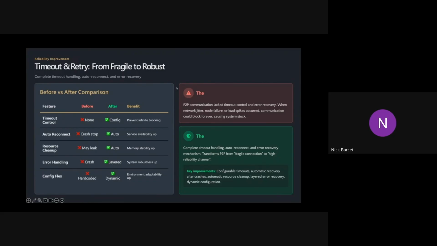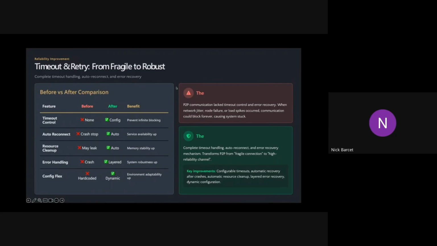But before this upgrade, the P2P backend implementation had a critical weakness: lack of timeout control and error recovery capabilities. When network jitter, node failures, or load spikes occurred, communication could block indefinitely, causing the entire system to get stuck. This improvement completely changed this situation.